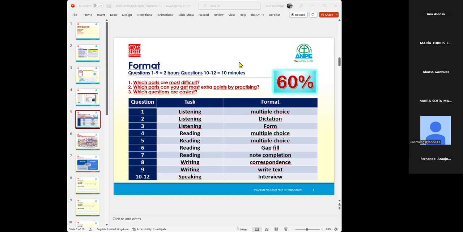And what is the meaning of 60%? This means that when you're doing your exercises, when you're doing your activities, this is our golden number. This is what we want to get. If you always obtain 60%, then you're doing well. You're doing very well. If you're not getting 60%, you need to practice more. You need to study more.